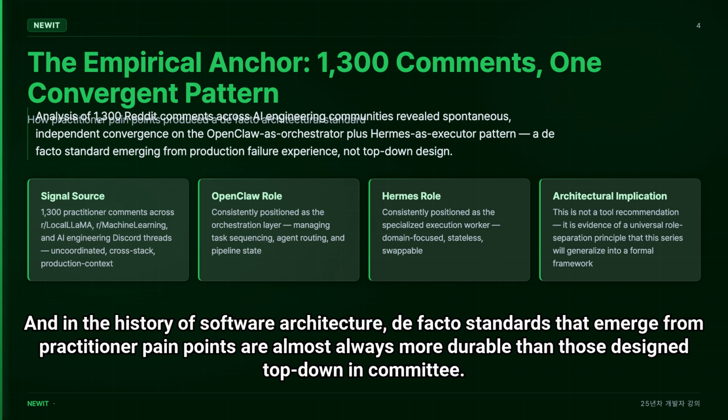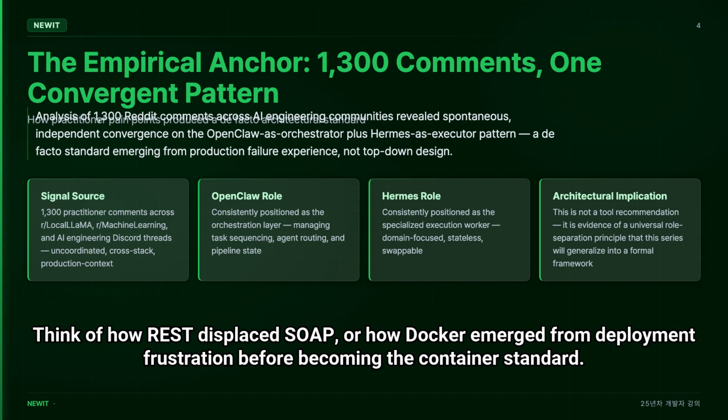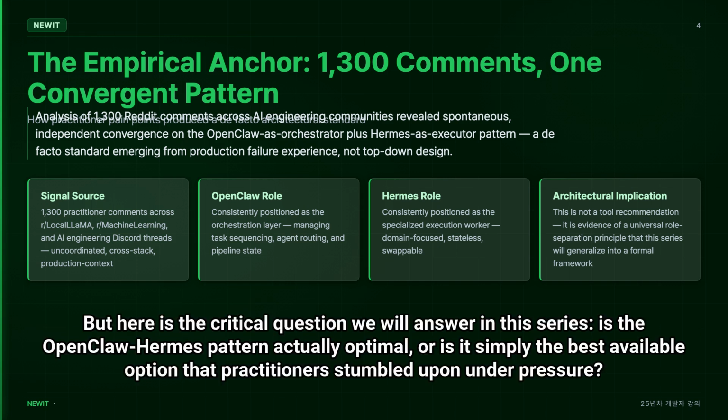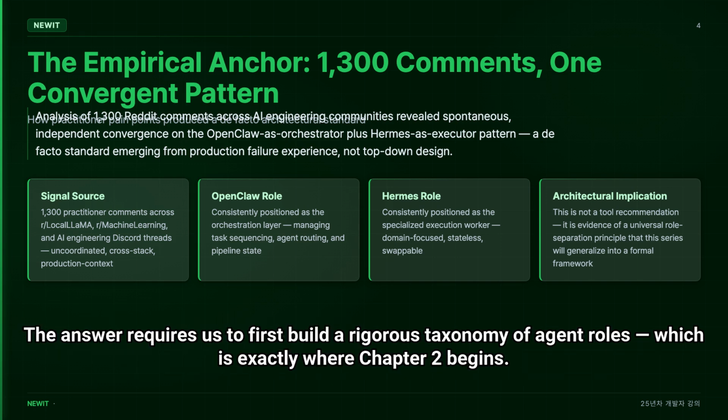In the history of software architecture, de facto standards that emerge from practitioner pain points are almost always more durable than those designed top-down in committee. Think of how REST displaced SOAP, or how Docker emerged from deployment frustration before becoming the container standard. This is the same signal. But here is the critical question we will answer in this series. Is the OpenClaw Hermes pattern actually optimal, or is it simply the best available option that practitioners stumbled upon under pressure? The answer requires us to first build a rigorous taxonomy of agent roles, which is exactly where Chapter 2 begins.